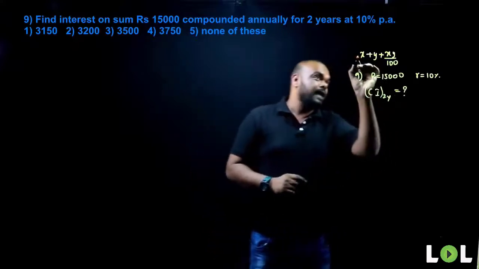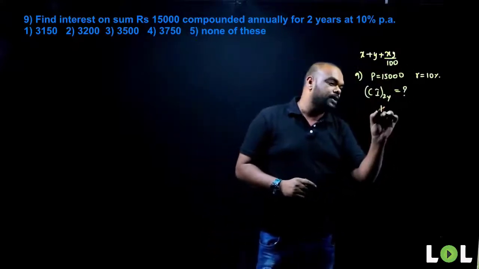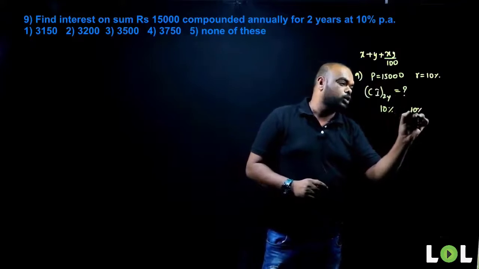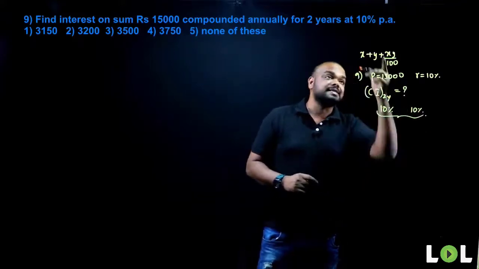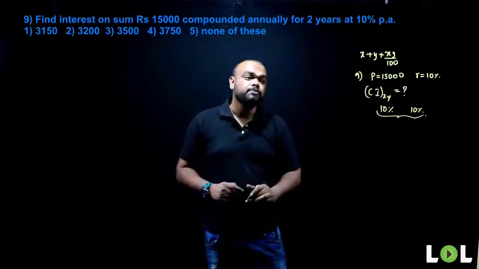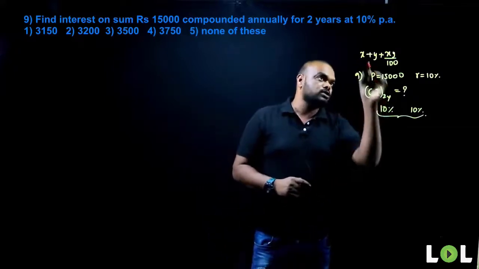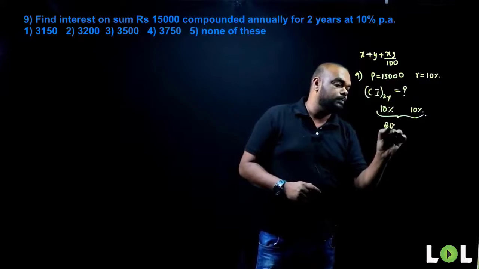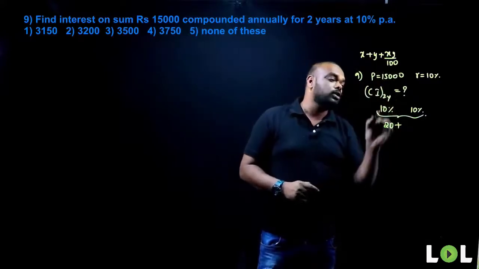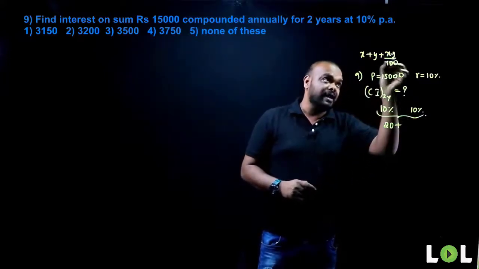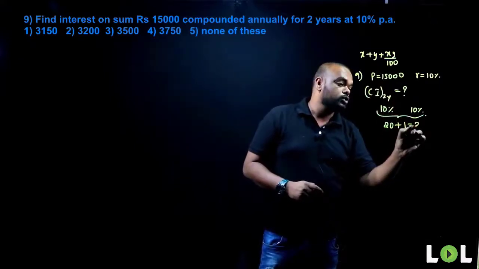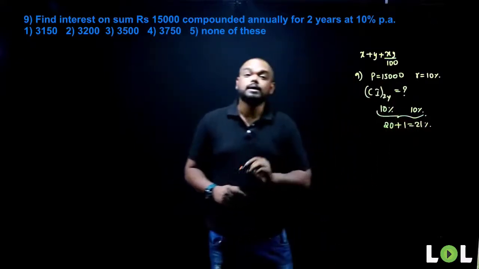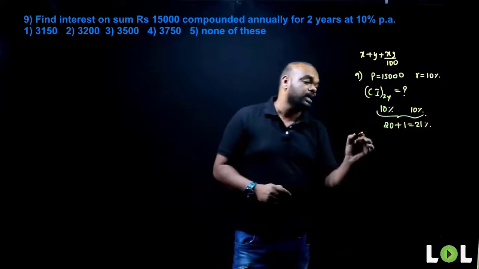Okay, here X value is 10% and 10% for 2 years. When you apply successive percentage formula here, what happens? X value is also 10, Y value is also 10. X plus Y, 10 plus 10, 20. Plus 10 into 10, 100. 100 by 100, 1. So that is 21%. Compound interest for 2 years will be 21%.